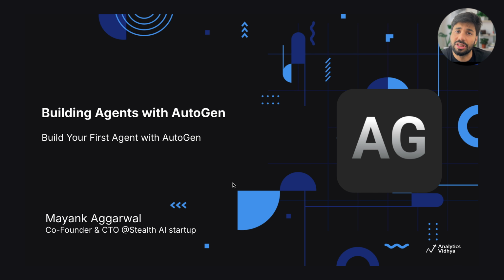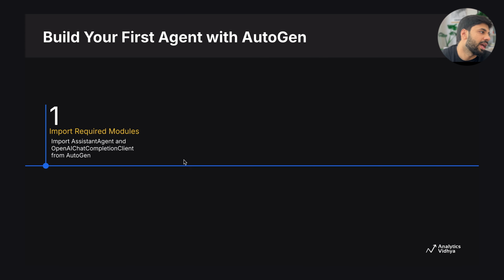To build our very first agent in AutoGen, we have divided the work into multiple tasks. We will be coding it live so that you are able to understand each and every line and do the same at your end. To build your agent, the very first thing we have to do is import the required modules.